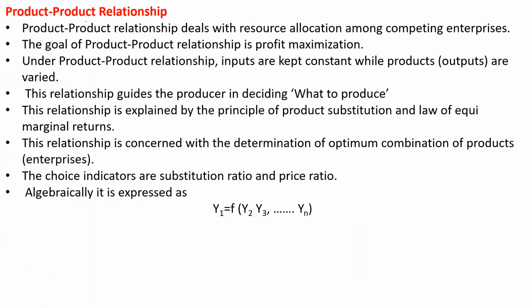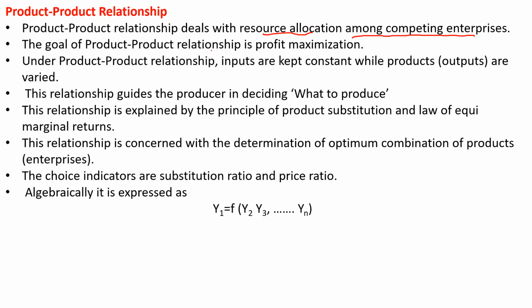About the product-product relationship, or relationship between two outputs. A product-product relationship deals with the resource allocation among the competitive enterprise. जो अगर दो प्रोडक्ट्स हमें प्रोड्यूस करें या दो अलग एंटरप्राइज है तो उसमें हम रिसोर्स एलोकेशन कैसे करते हैं, ये क्वेश्चन यहाँ पे डील होता है.